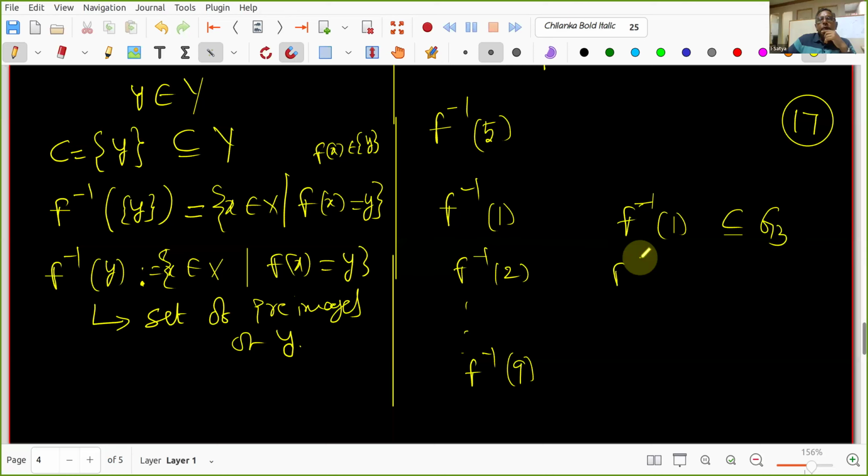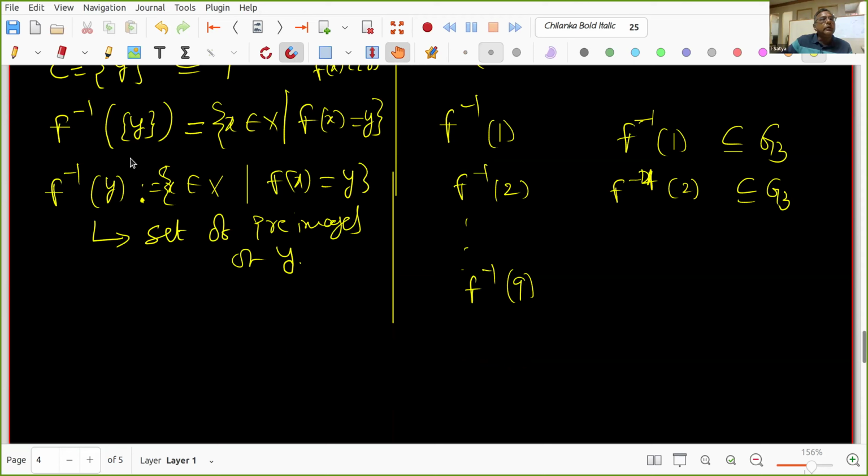What about F inverse of 2? Subset of G3, right? All these are subsets of G3. Okay. Can you comment on something? How are they related by union? So F inverse of?